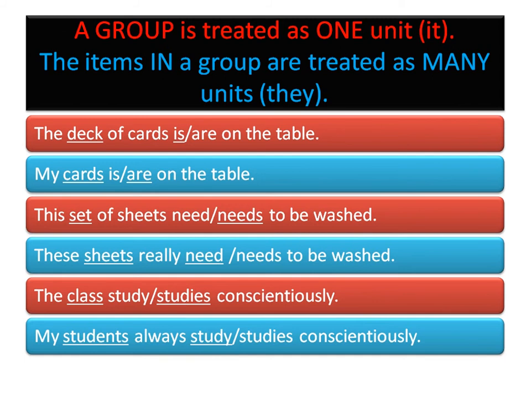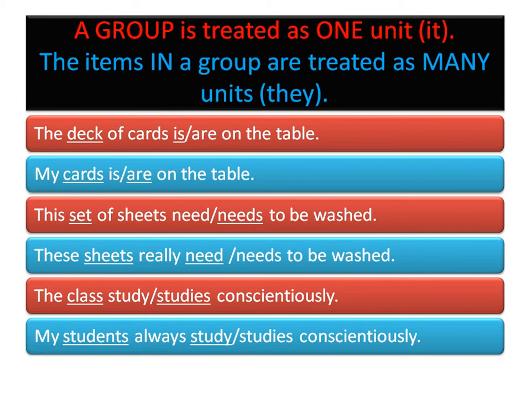This is probably the trickiest rule. A group is treated as one unit, as an it. The items in a group are treated as many units, as they. Let's take a look at some examples. The deck of cards is on the table. It's the whole deck as one unit that is on the table. It would be different if I were talking about the individual cards. My cards are on the table, all 52 of them. So the deck is on the table, my cards are on the table.